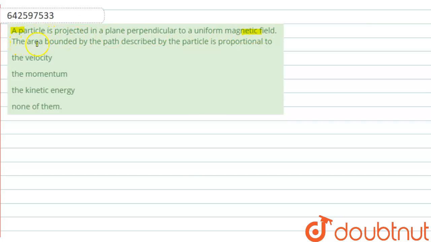The question is: a particle is projected in a plane perpendicular to a uniform magnetic field. The area bounded by the path described by the particle is proportional to: option A, the velocity; option B, the momentum; option C, the kinetic energy; and option D, none of them.